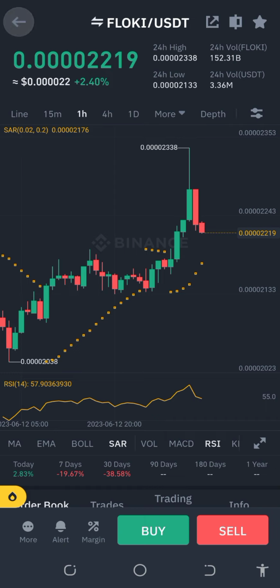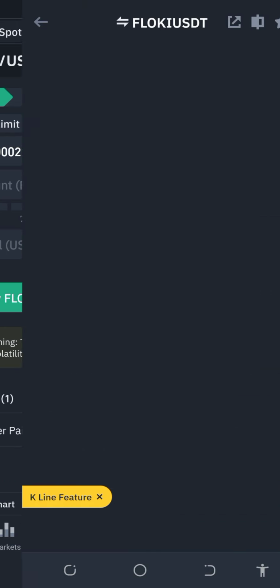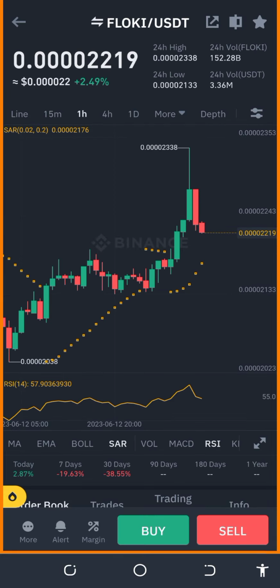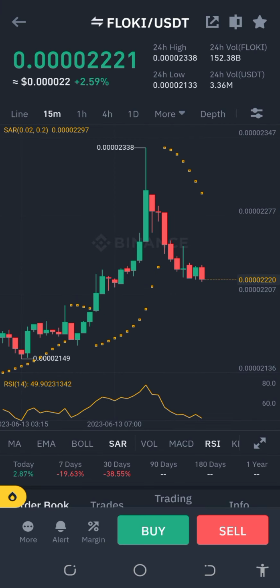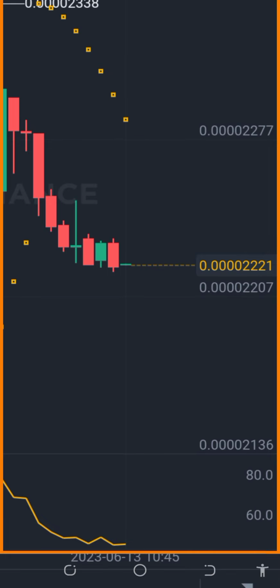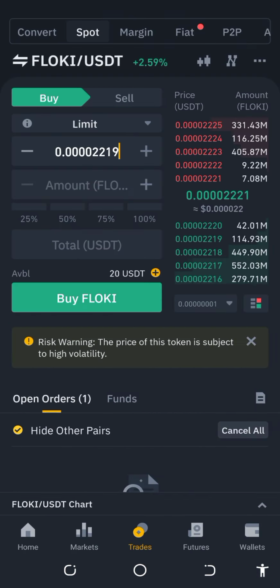Okay, now let's do a quick simulation. But before we do that, let's check on the all-time high and the all-time low within the last 24 hours. The all-time high within the last 24 hours was 2338, while the all-time low was 2133. So we're going to choose somewhere in between that. To decide, let's take a look at the last 15 minutes and see where it went. I can see the previous one, this one just started, still around the same area, 2221.